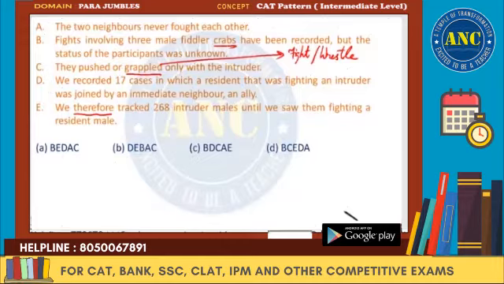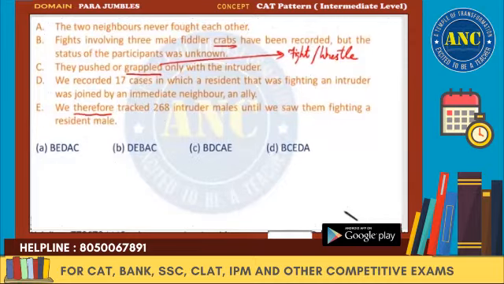When can you possibly have E? What will precede E? What will come before E? Think about it. In E he is saying we therefore tracked 268 intruder males. Why did they have to do this? Why did they have to track 268 intruder males?